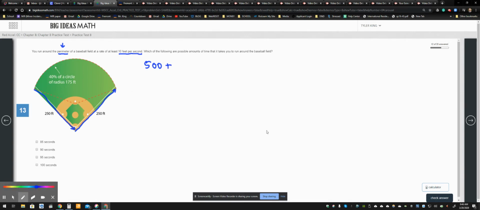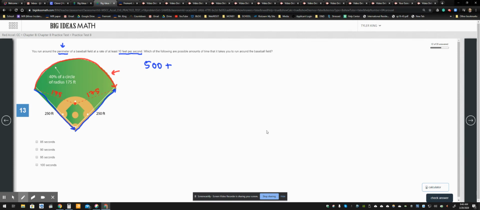Now, the next piece of this is that we see that this curved piece out here is 40% of a circle, right? So we have our radius is 175 feet. So this is also 175 feet. And we're going to try and find the circumference, right? But this is 40% of the circumference.